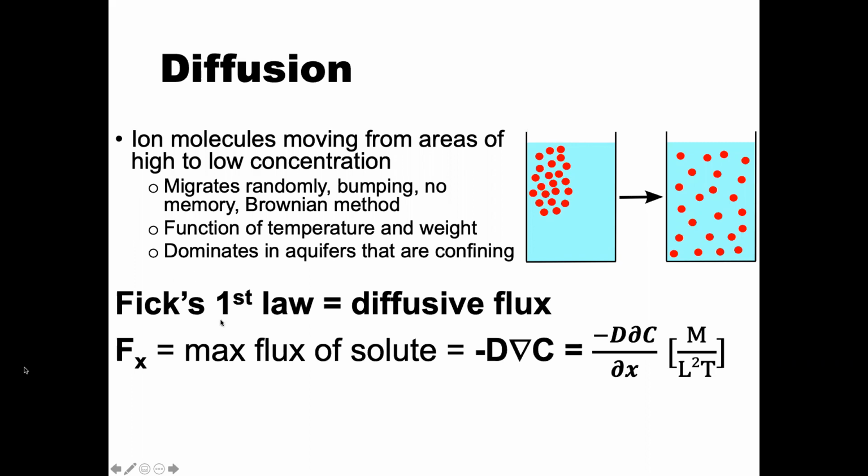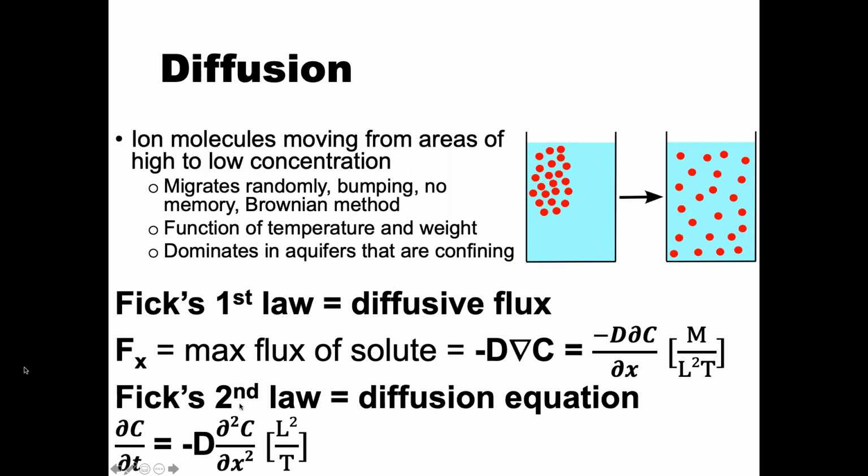So if we think of Fick's first law of diffusion itself, we know that our flux, the mass flux of the solute, is equal to our diffusion times our concentration gradient. So we have a mass divided by some unit length squared over time. So we can say our flux is the negative diffusion coefficient over here, times our concentration change over the change in X.